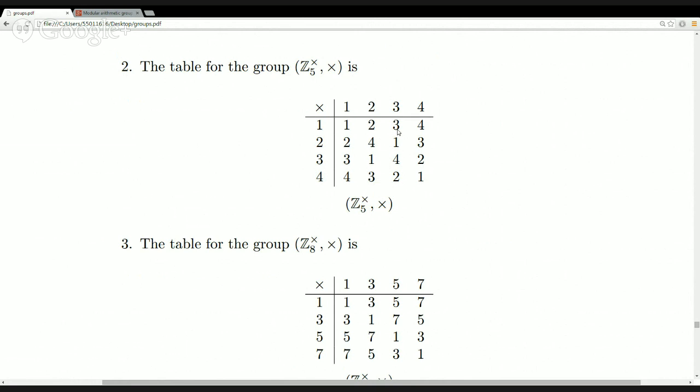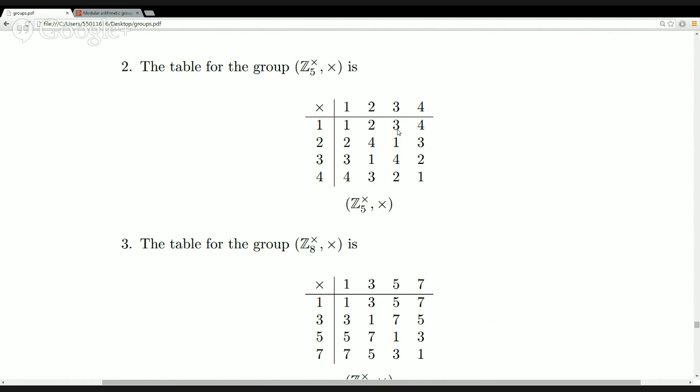What's 2 to the power 4? 2 to the power 4 is 1, so you're back at the beginning of the list. What's 2 to the power 5? It's 2. We already know what 2 times any of these is. So 2 to the power 6 is 4. 2 to the power 7 is 3. And 2 to the power 8, we're back here at 1. So you notice there that it does indeed list out all the elements of Z5. So Z5 is cyclic. There is a special element, namely 2, which generates all the elements.